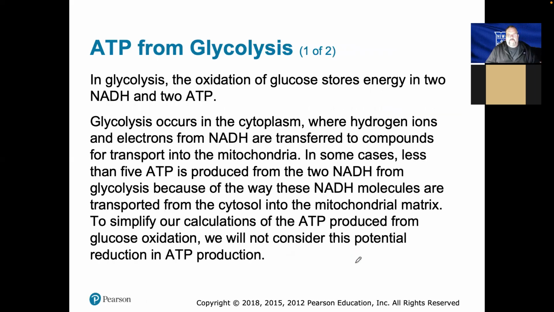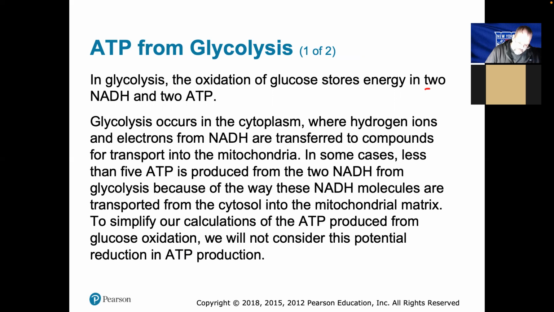In glycolysis, the oxidation of glucose stores energy in 2 NADH and 2 ATP. Glycolysis occurs in the cytoplasm, where hydrogen ions and electrons from NADH are transferred to compounds for transport into the mitochondria. In some cases, less than 5 ATP is produced from the 2 NADH from glycolysis because of the way these NADH molecules are transported from the cytosol to the mitochondrial matrix. To simplify our calculations of the ATP produced from glucose oxidation, we will not consider this potential reduction in ATP production.